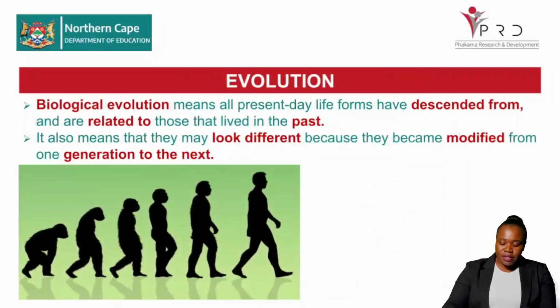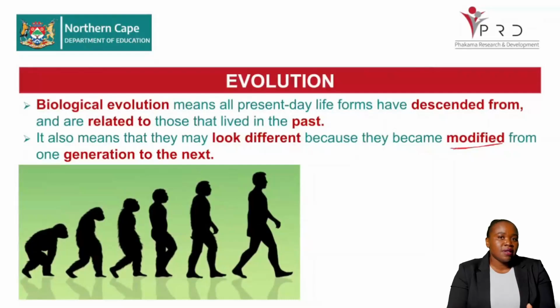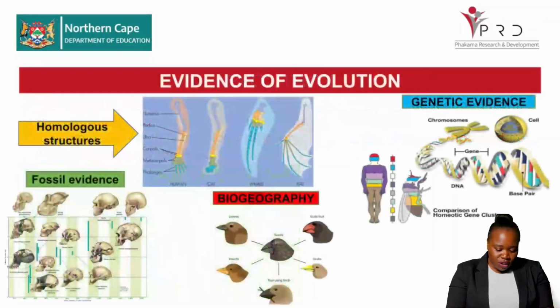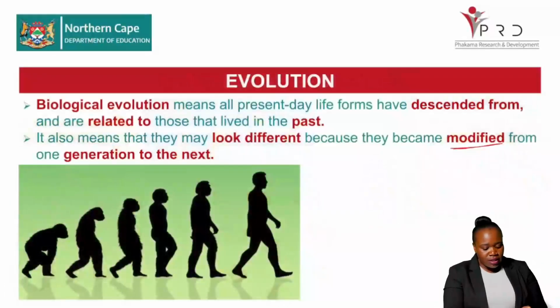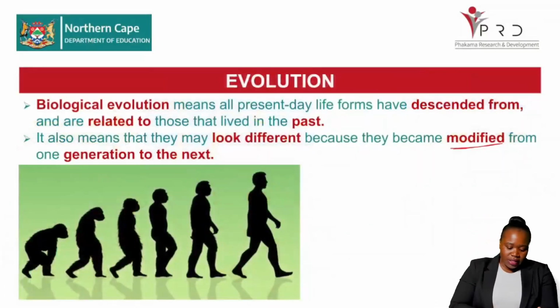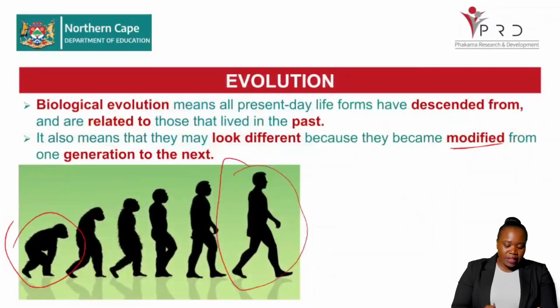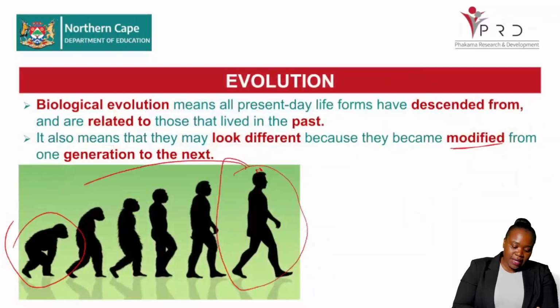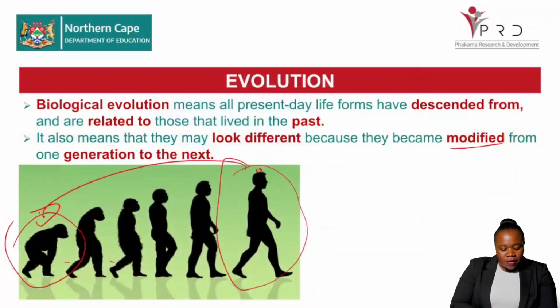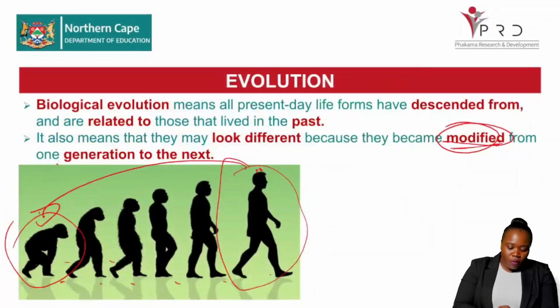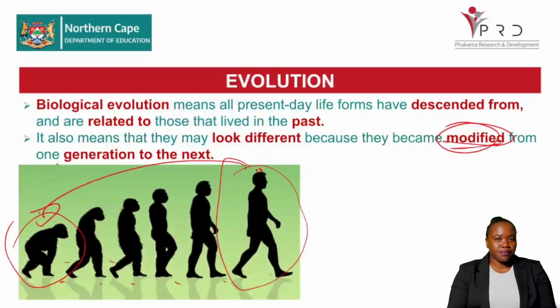So there are going to be some changes, which we refer to as modification by descent. Remember, as the descendants come, there are going to be some modifications or some changes, which is why we are now able to see these changes that we are looking at here. This individual or this organism is related to this one, and this one is a descendant. However, we can see the modifications with time. So they have been modified from one generation to the next.